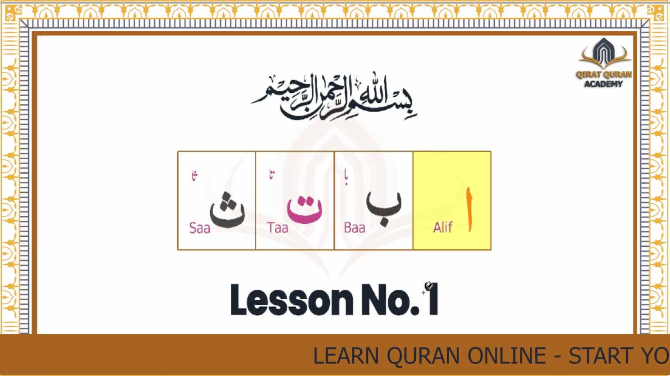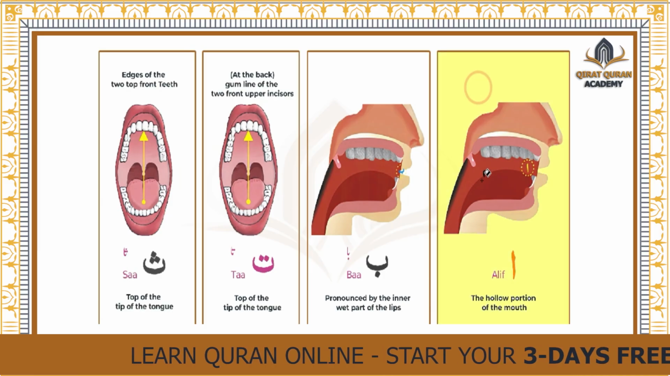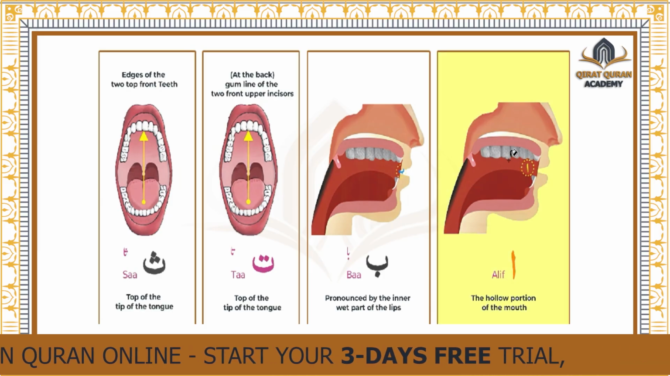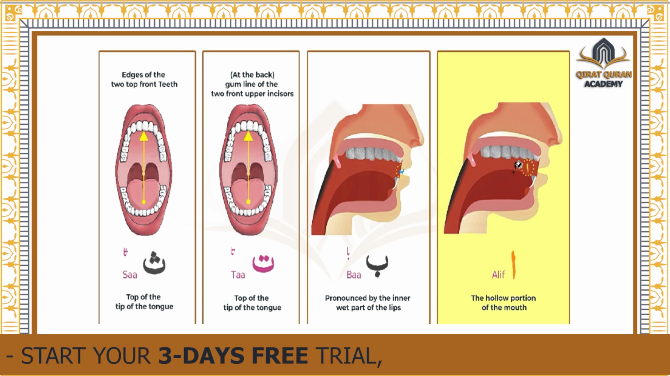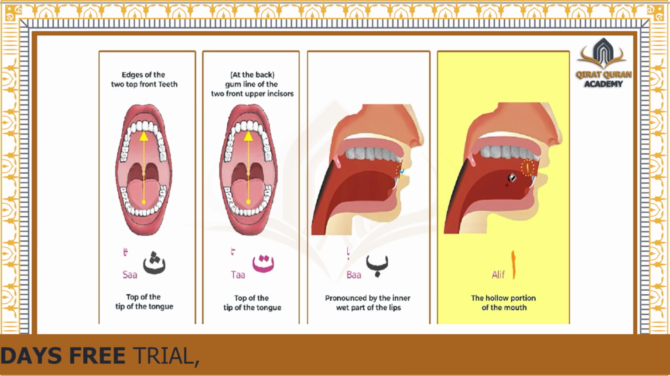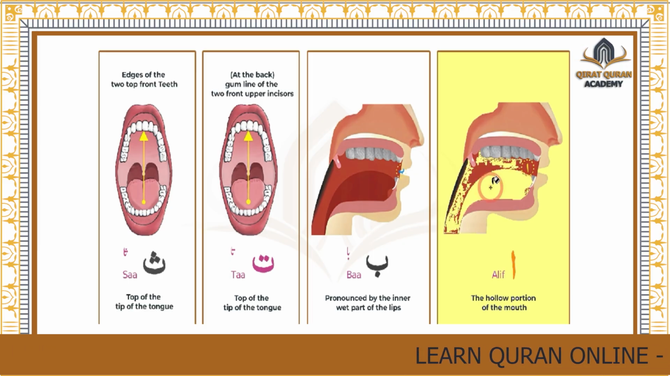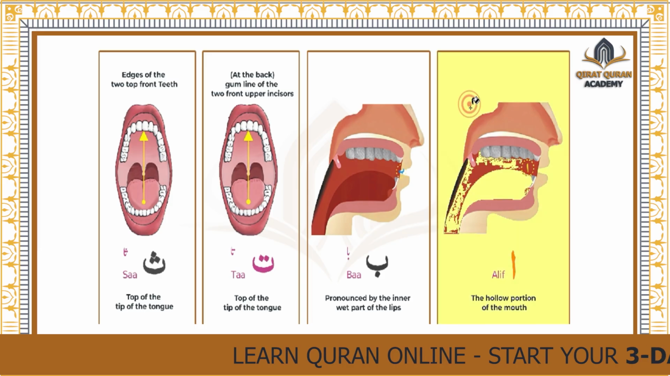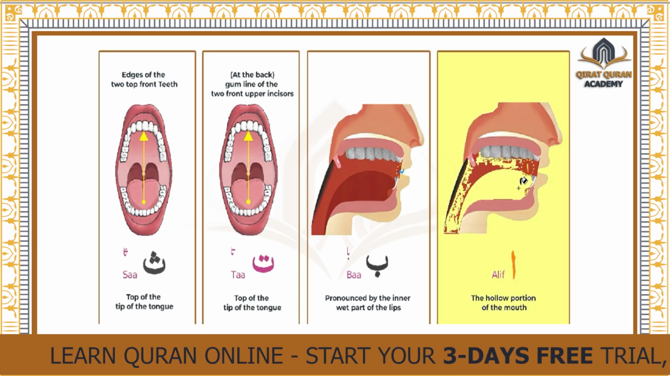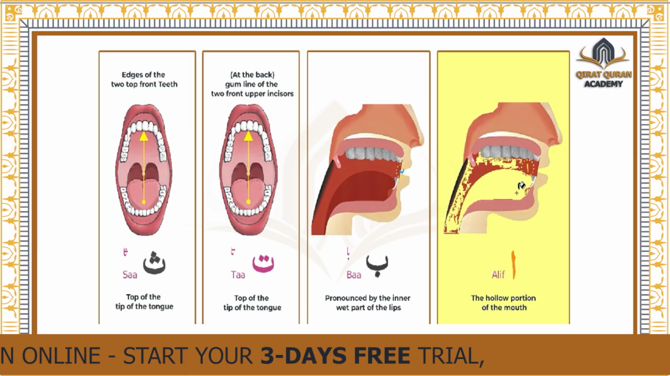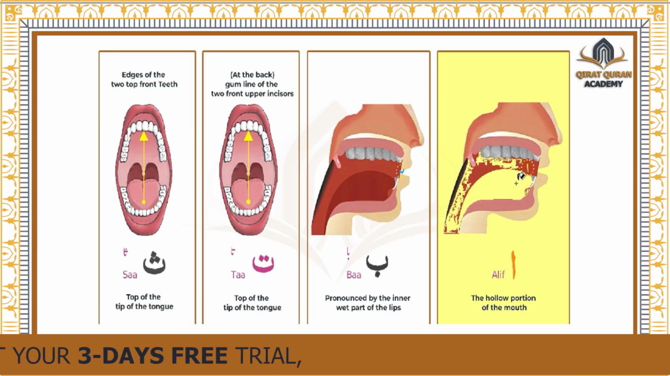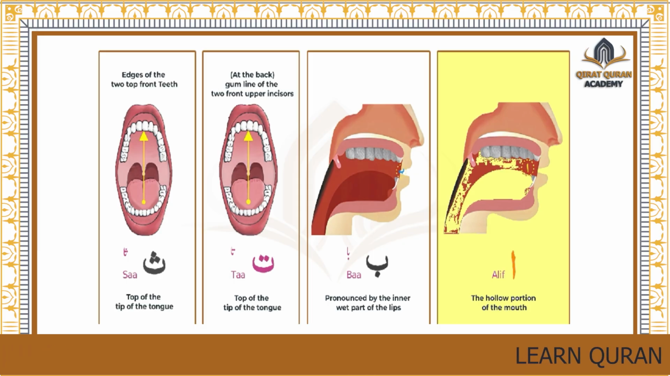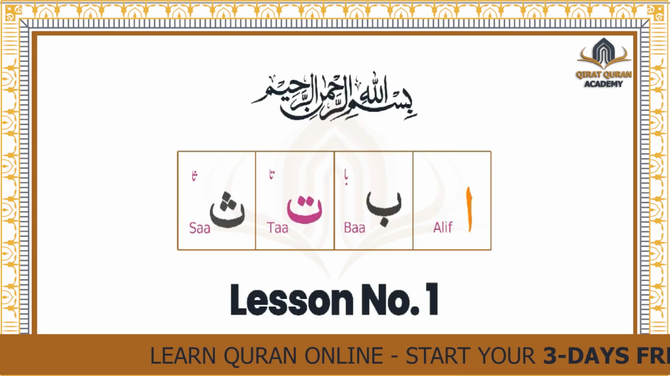So now let me show you the origin of Alif. This is the inner view of mouth. So Alif is pronounced from the empty space of mouth. Can you see? This is the empty space of mouth, and Alif is pronounced from the empty space of mouth. Alif has no specific sound. It's only pronounced from the empty space of mouth. Alif. Okay, now we move to next letter, that is Ba.